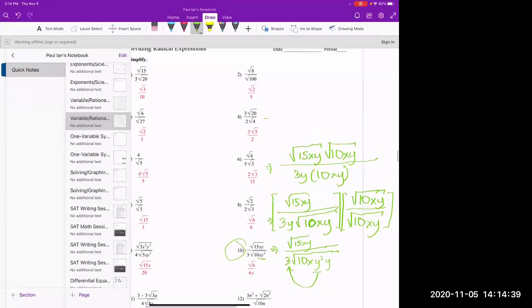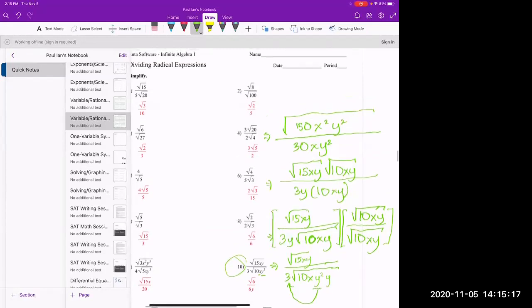Now what do you do? Combine like terms. So at the bottom first you have 3 times 10, so that's 30. And you have an isolated x. What do you do with this y and y? Is that y squared? Yeah. Okay. So the top, we put it all inside the radical. So 15 times 10 is 150. And you have x times x is x squared, right? Y times y is y squared.